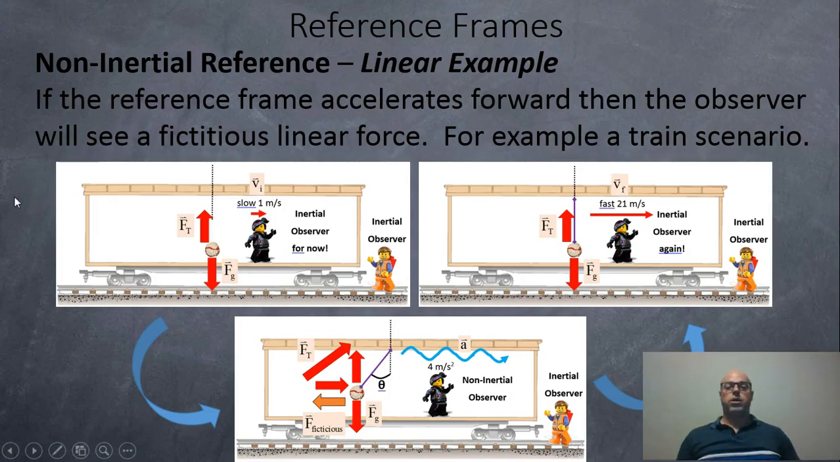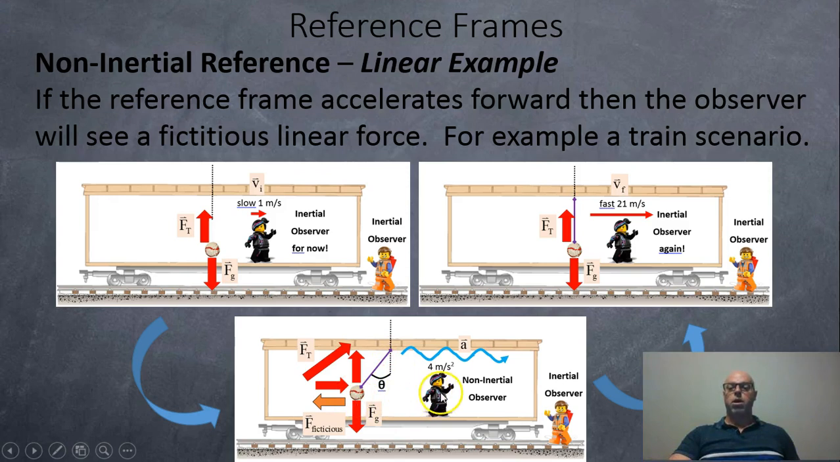Okay, so here's another example too. A linear example. So let's say you got a train which was moving slow at 1 meter per second, and there was a ball hanging from the train. And then the train accelerates forward at 4 meters per second squared. So you'll feel that pull backwards, and you'll have to brace your legs to keep from falling over. And the ball, which was attached to the ceiling, it's going to swing back.